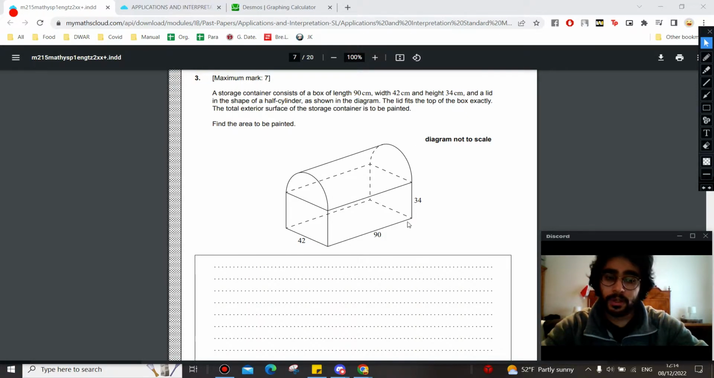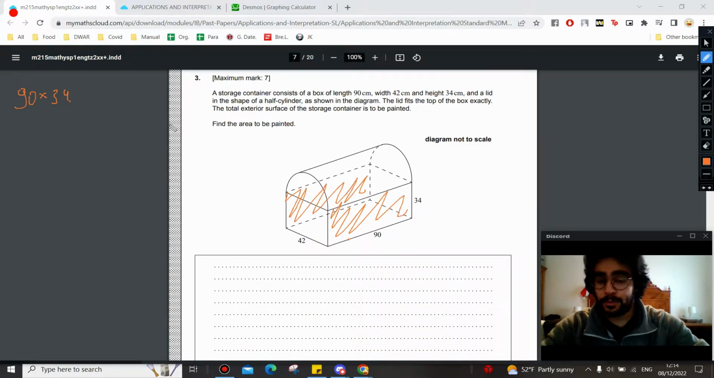So I have to find the area of this whole container. Well, how can I find this out? It's quite easy. I have to find the area here and the area here, the area here and the area here as well. Then I have to find the area for the cylinder. So what I have is 90 times 34, which is the area on the sides. So this one here and this one here, and that will be 2 times because we have 2 of them. That's perfect. What else do we have?